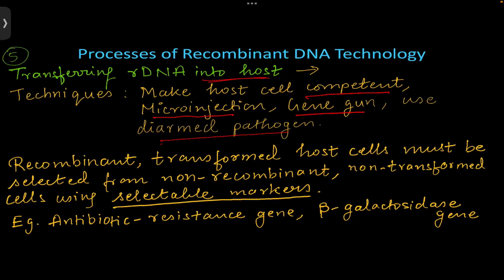Now the recombinant transformed host cells must be selected from the non-recombinant, non-transformed cells. How will you do that? You will do that using selectable markers. The selectable markers that are available to us are the antibiotic resistance gene and the beta-galactosidase gene, whose working you are already familiar with, which I've discussed previously in this lecture only.